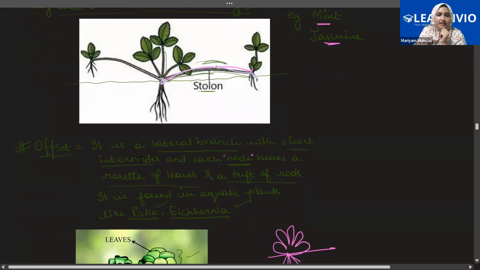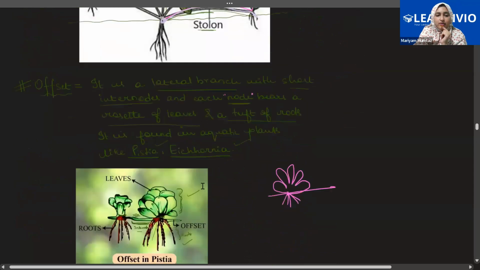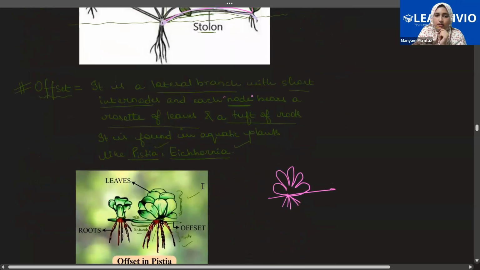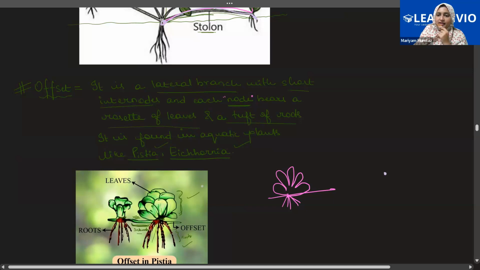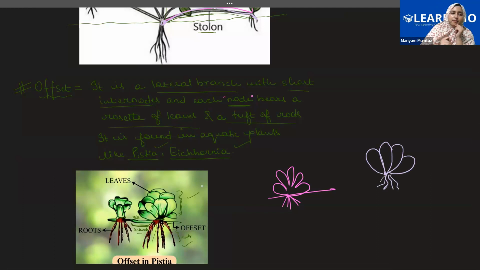Now moving forward, we'll talk about the offset. An offset is a lateral branch with short internodes. Normally, the internodes are really long, but in the case of an offset, the internode is short. The node bears a rosette of leaves, sort of like a bundle, a bunch, that arises from the node. So above the level of the ground there will be a rosette of leaves, and below the level of the ground there will be a tuft of roots. Tuft means a bundle, a bunch. So above there is a bundle, and below there is also a bundle.